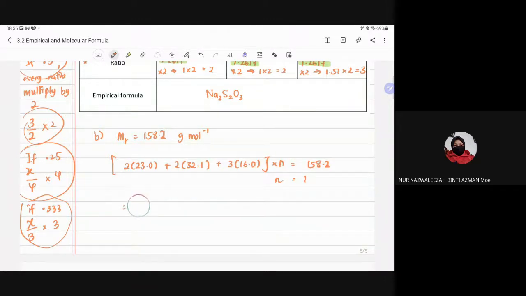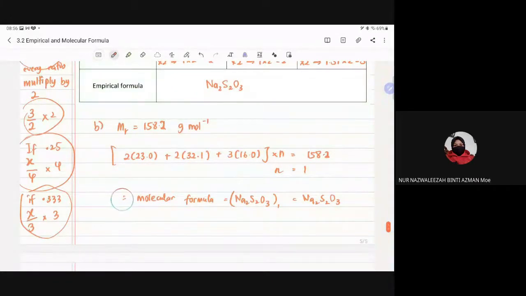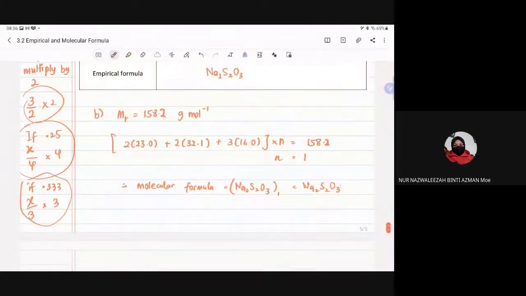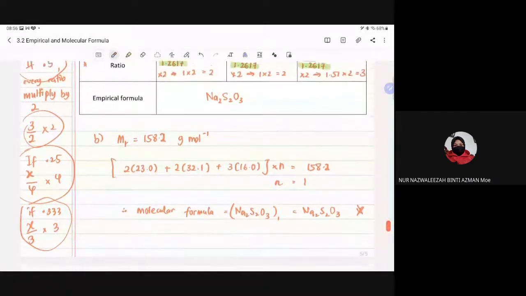Jadi, molecular formula is equals to Na2S2O3 multiplied by 1, Na2S2O3. Jadi dalam situasi ini, molecular formula dia sama dengan empirical formula. Okay, so this would be the answer untuk B.